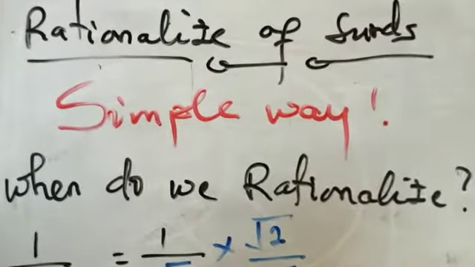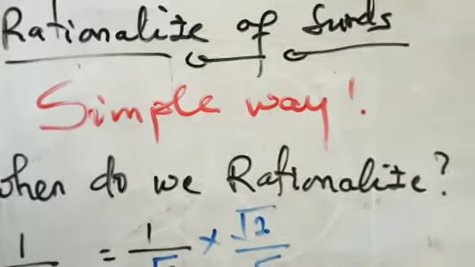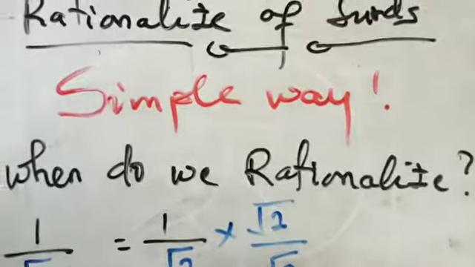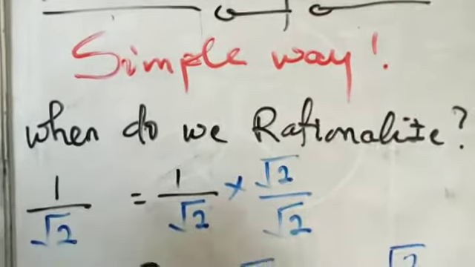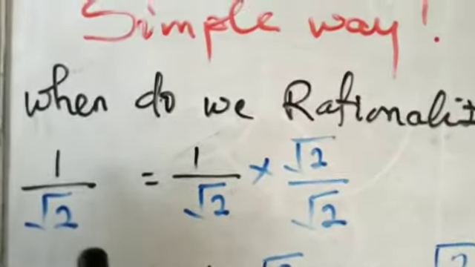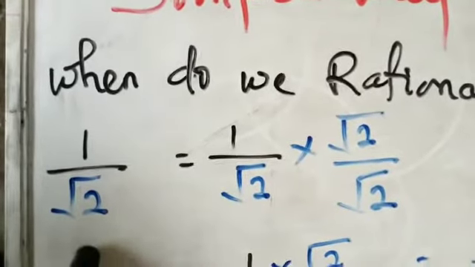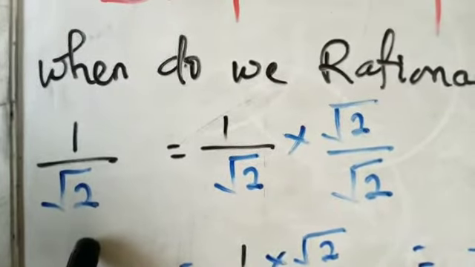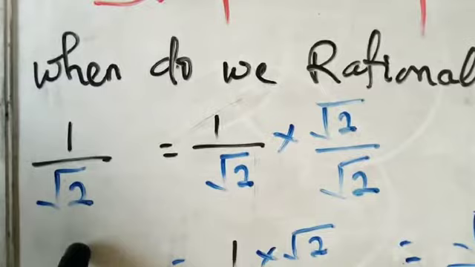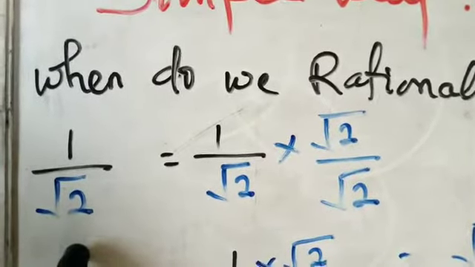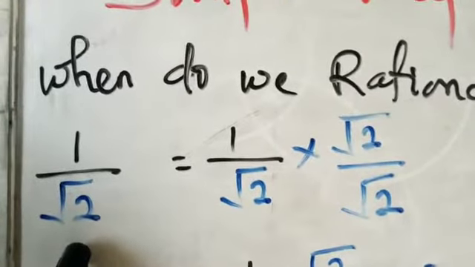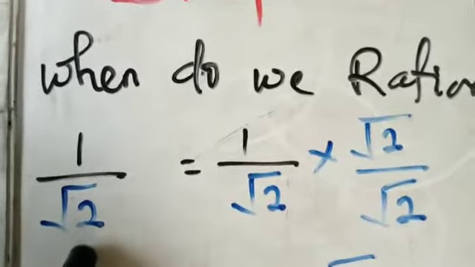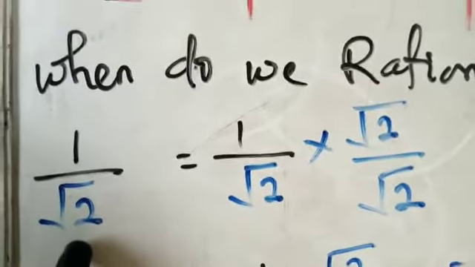So when do you rationalize? That is what we are going to have a look at, and how to rationalize a surd. Now, pay close attention: you rationalize when you have a surd or a radical in the denominator. So when you have a denominator here, this is what I mean by the denominator. The number at the bottom is what we call the denominator.